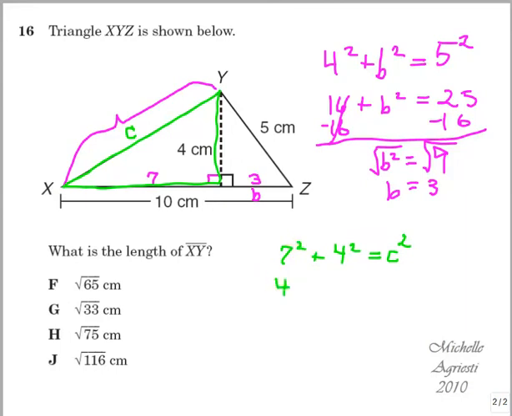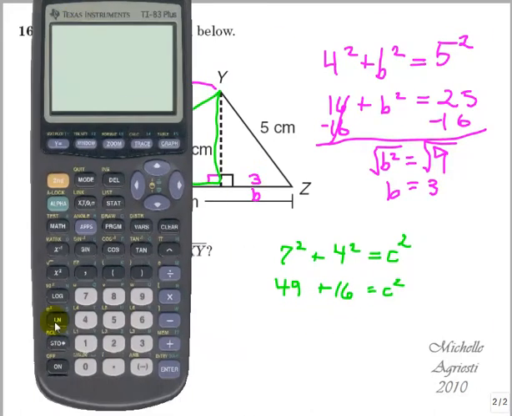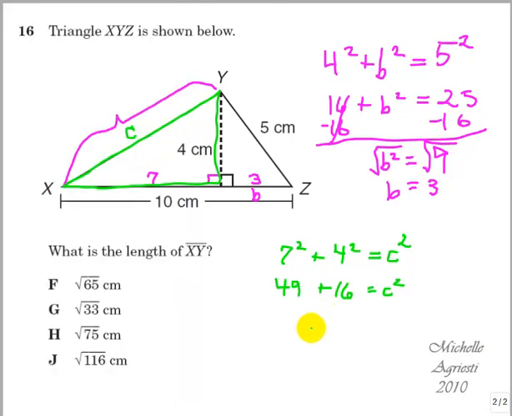7 squared is 49. 4 squared is 16. C squared equals 49 plus 16, which is 65. 65 equals C squared. Again, we undo squaring by taking the square root. What we do to one side, we do to the other. And we get C equals the square root of 65.